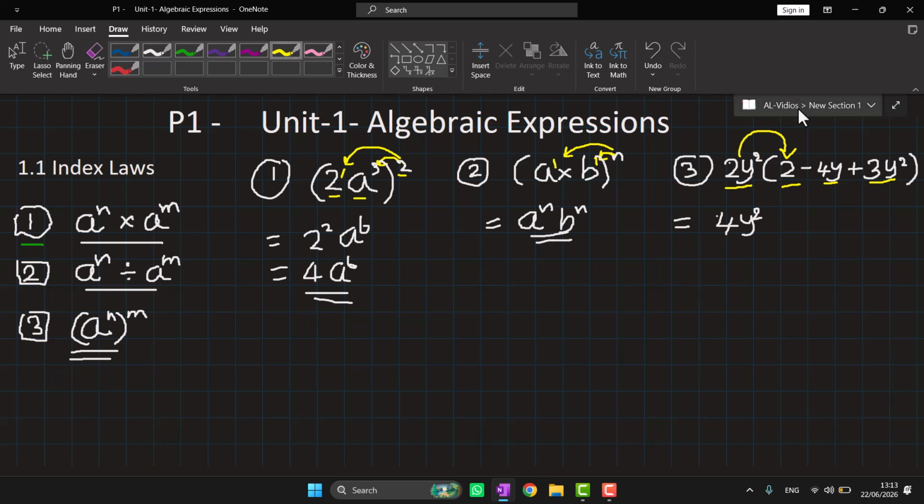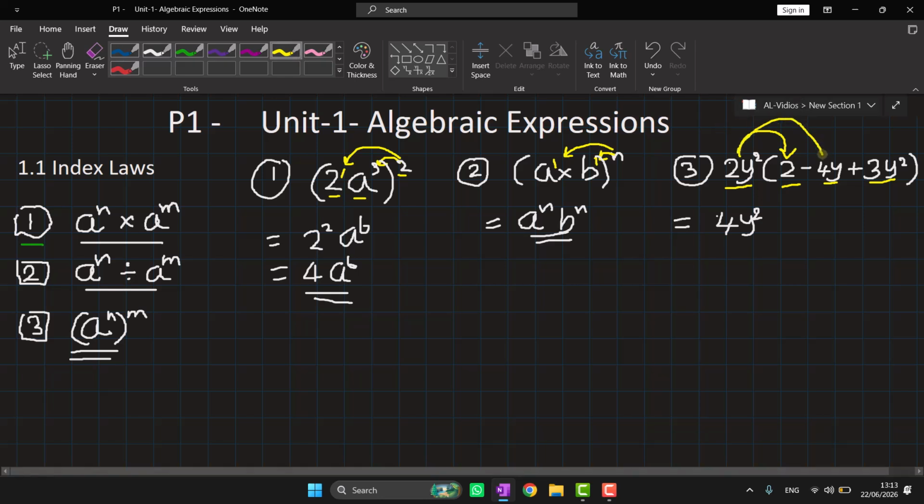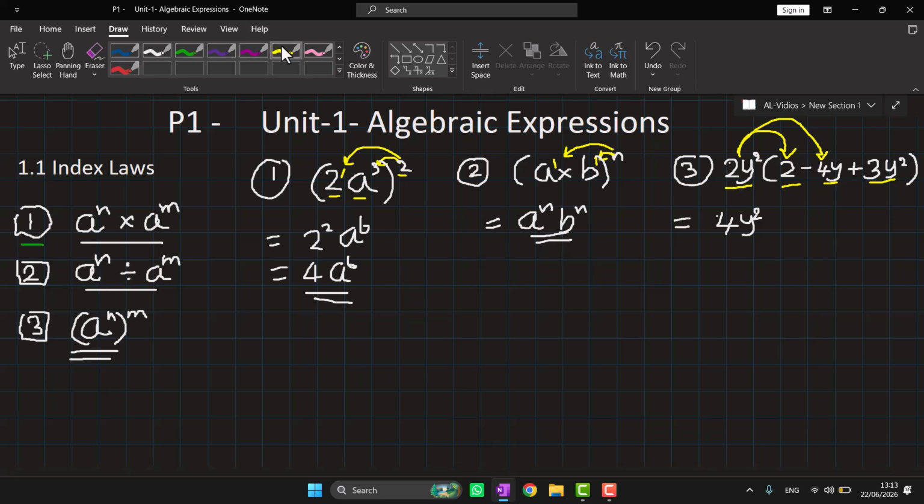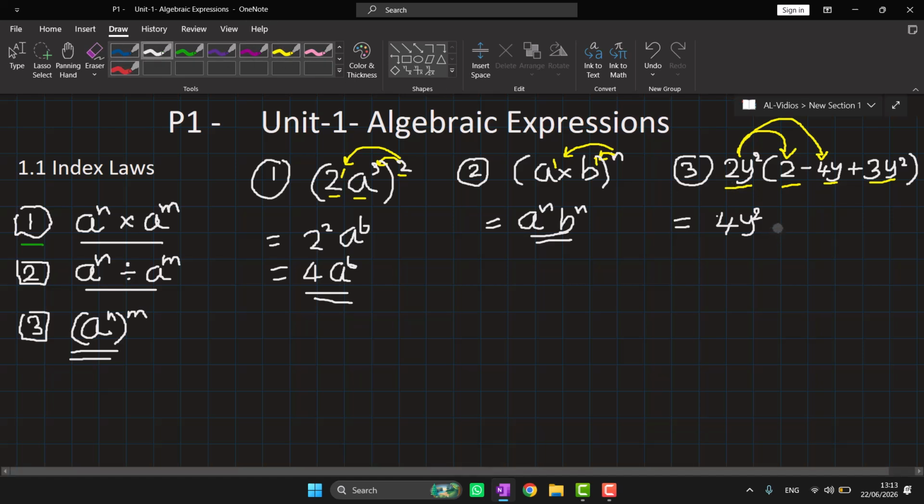Then when you multiply the second term, it's a negative term. So the first term is positive, second term is negative. When you multiply, you'll get a negative term. 2 times 4 is 8, and y squared into y would be y cubed.